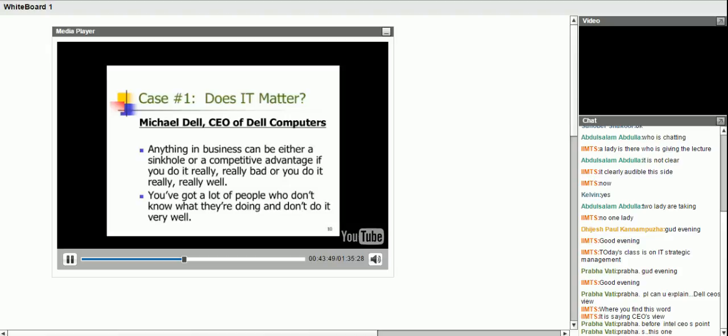But in terms of a competitive advantage, if you do it really, really badly or really, really well, it could be a sinkhole or it could be a competitive advantage. A classic example of that is when you start putting in automation. In fact, a lot of companies love to put in brand new programs and procedures.